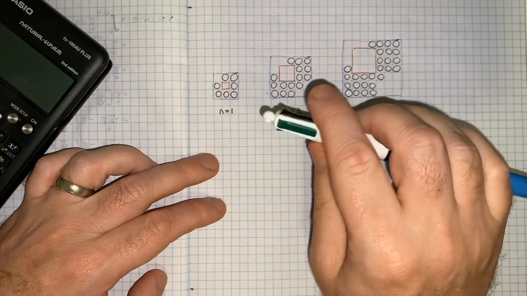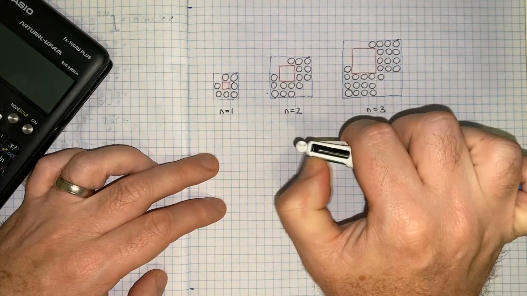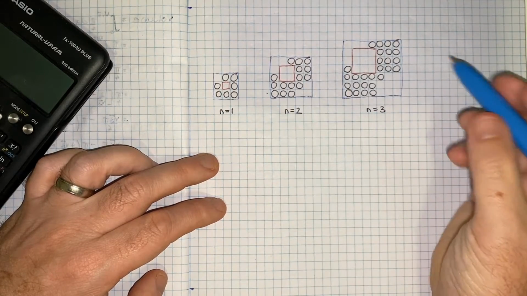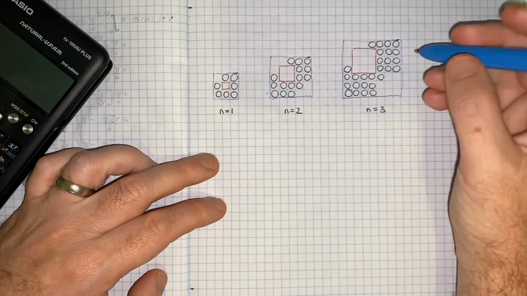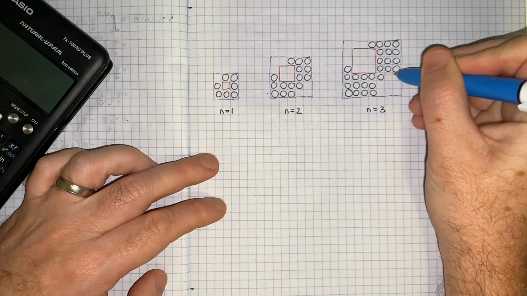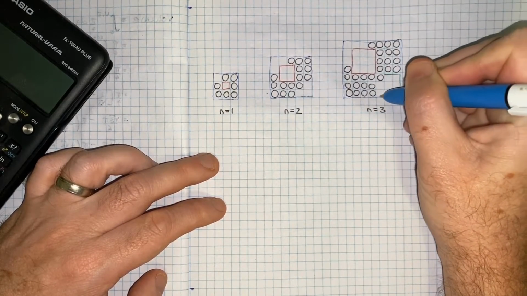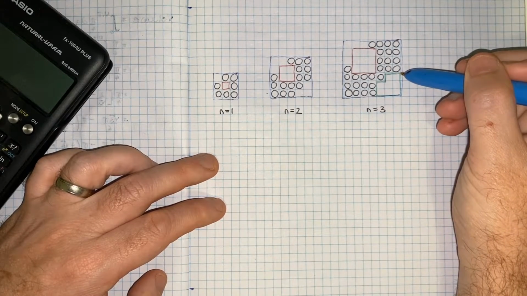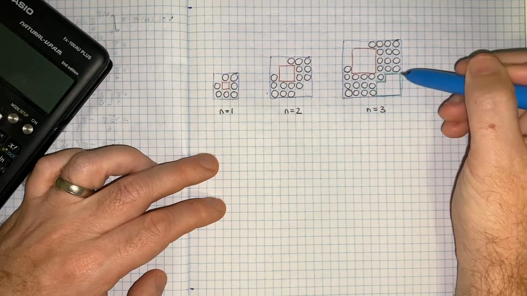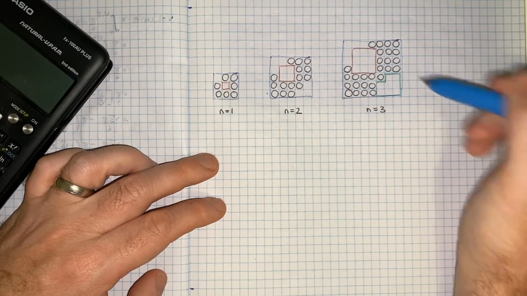Now, the next thing I noticed, maybe I'll use green here, is that there's also, maybe I'll start from 3 and work backwards, a partial square over here at the bottom right hand side. Here we've got a 3 by 3 square with 1 square missing.